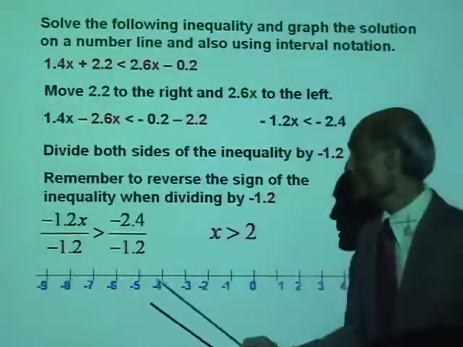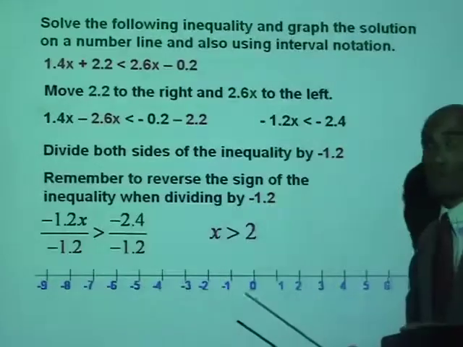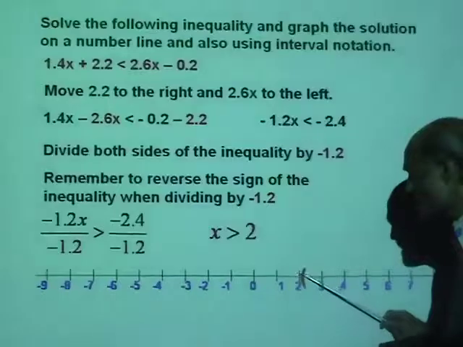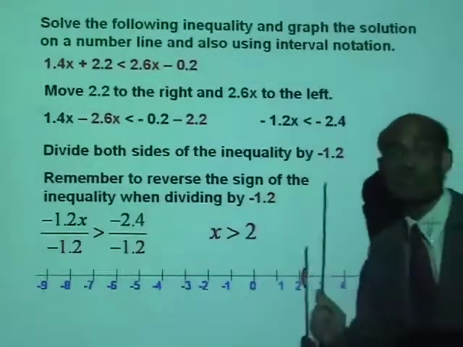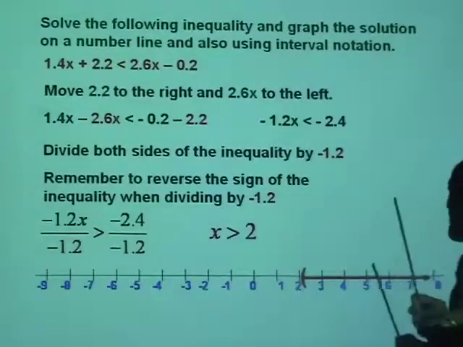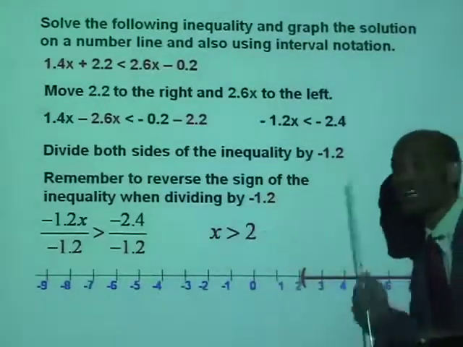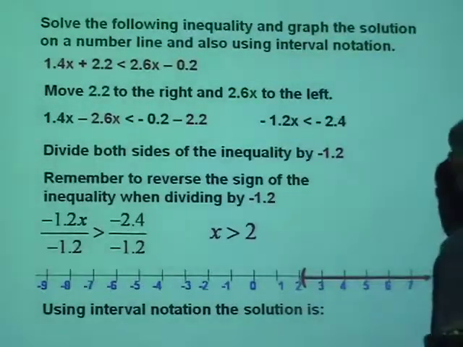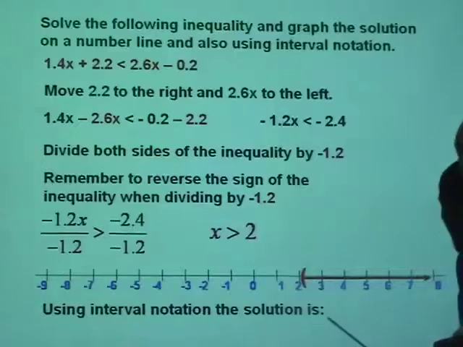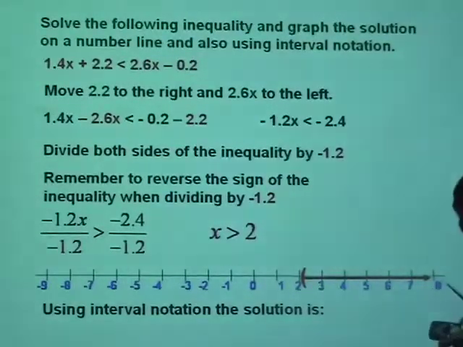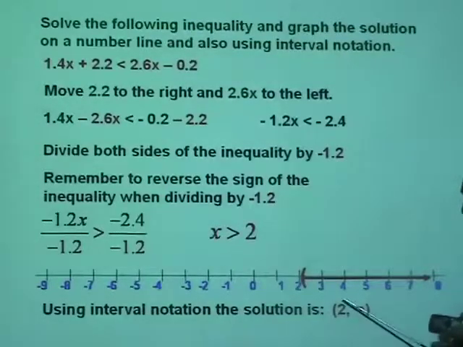Alright, on the number line, what will you do? On 2, use a parenthesis. That parenthesis must sit on 2. It means 2 is not included, but anything to the right of 2 is included. X is greater than 2. And in interval notation, how will you write it as an interval? Parenthesis 2, comma, positive infinity, parenthesis. And that is the interval notation.